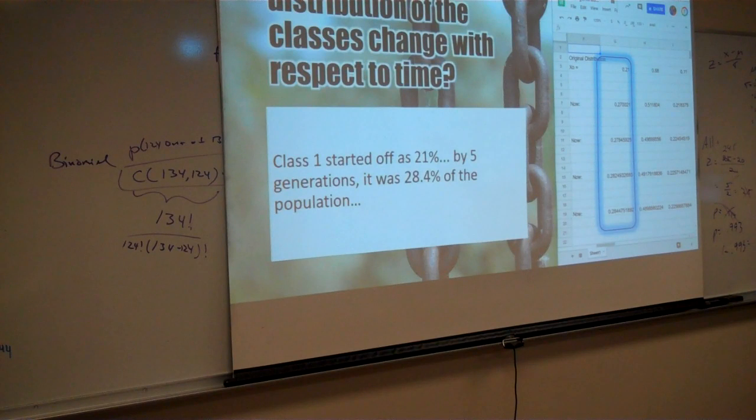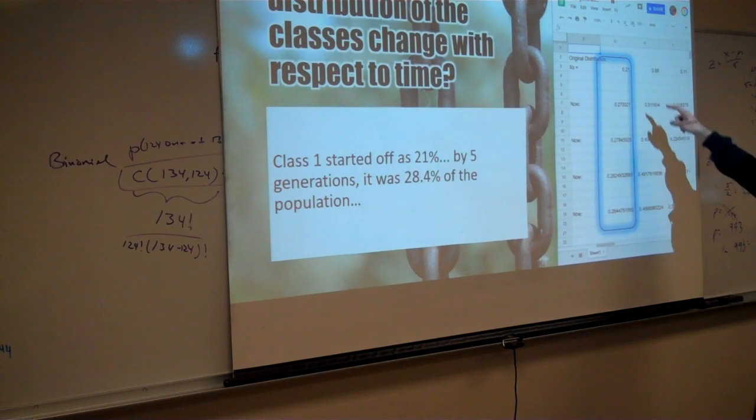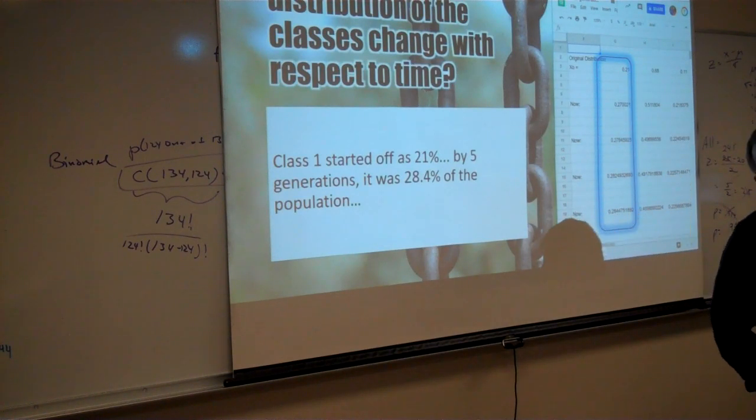All right. Let's actually look at what happened to each of the groups with respect to time. Class 1 started off with 21% of the population.